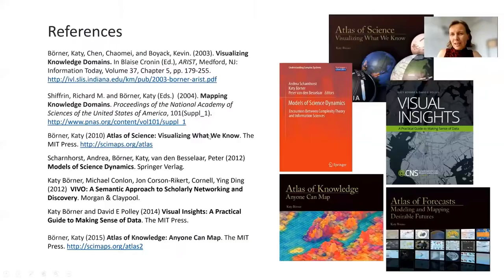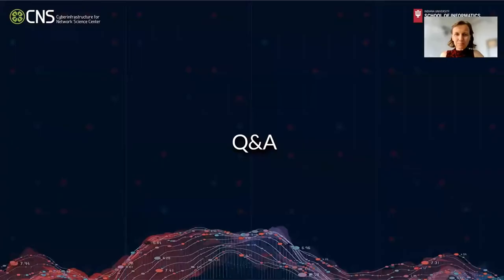If you like books, there are now 3 atlases, the Atlas of Science, of Knowledge, and of Forecast. The trilogy is completed. And of course, there are quite a number of other books as well, including textbooks. So feel free to check those out as well.